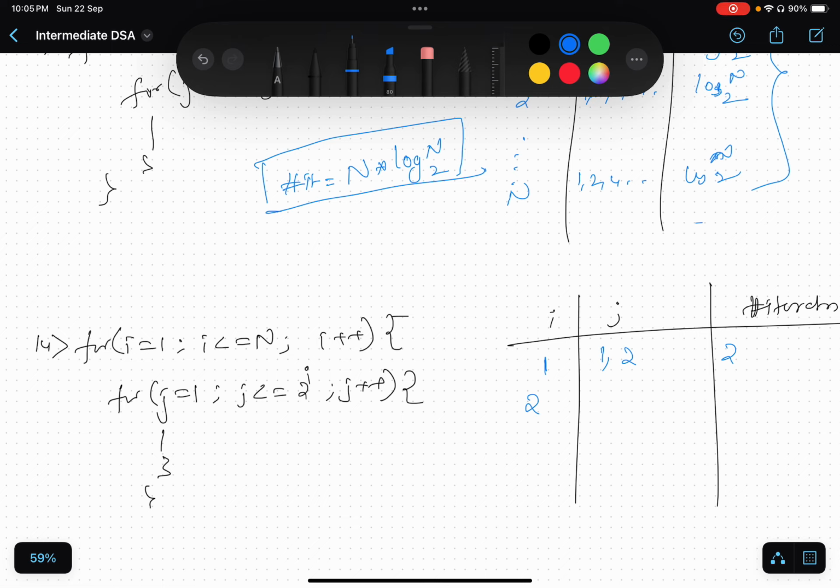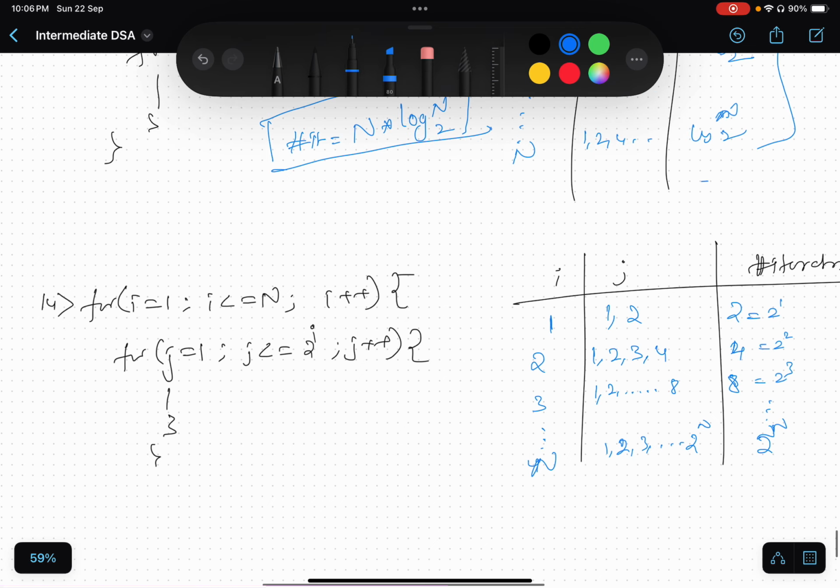Similarly, when i is 2, j starts from 1, 2, 3, 4, till 2 power 2, or 4 iterations. When i equals 3, again 1, 2, and so on, till 2 power 3, which is 8 iterations. So if it is i equal to n, I see 1, 2, 3, 4 till 2 power n, right? So this is 2 power 1, 2 power 2, 2 power 3, and so on up to 2 power n.